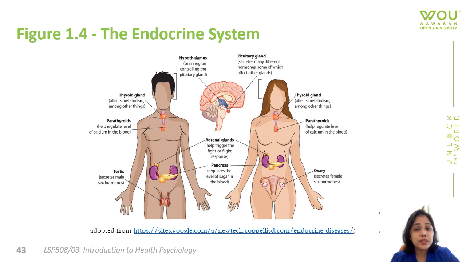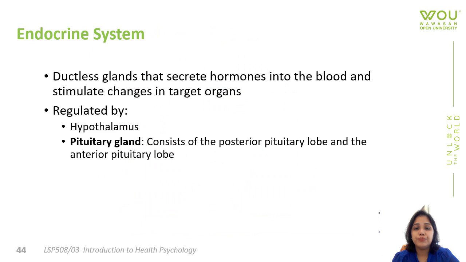Now, the endocrine system, as mentioned earlier, comprises the hypothalamus and the pituitary gland. The hypothalamus controls the pituitary gland, and the pituitary gland secretes different hormones to the body, which can affect the other glands. In this image, you can see the different types of glands in our body: the thyroid gland, the parathyroids, the adrenal gland, and of course the sex hormones are secreted in the sex organs, the testes and the ovaries.